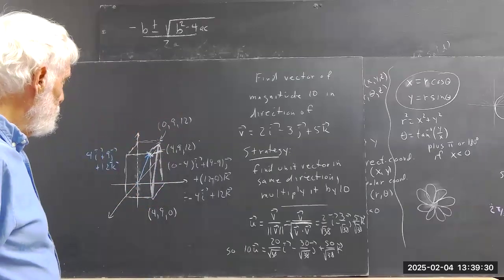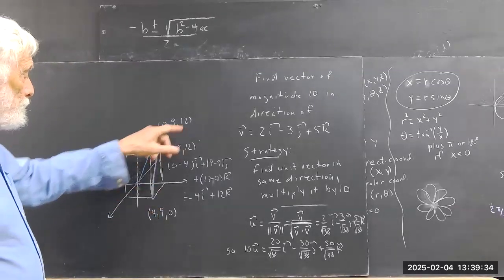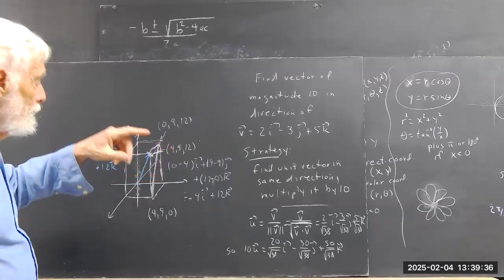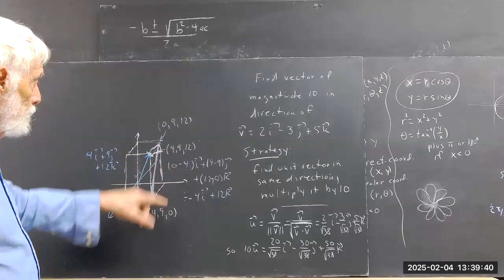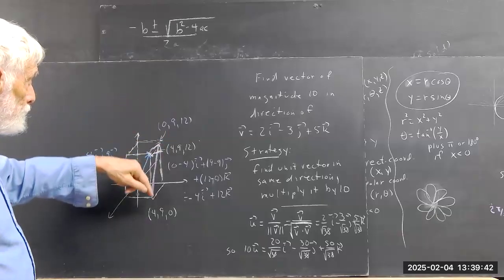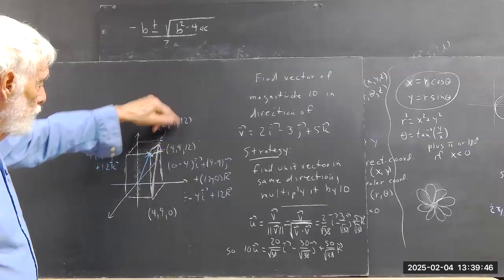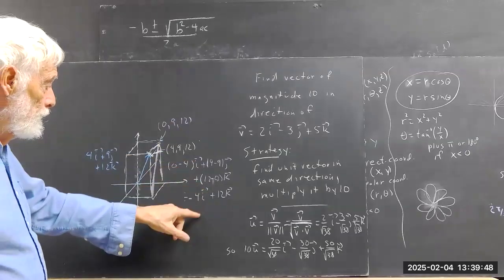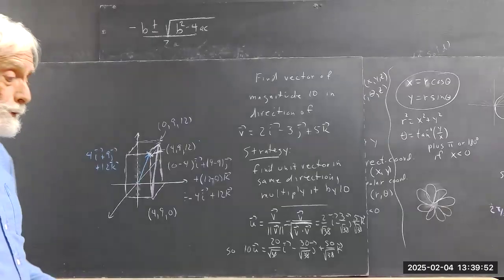But we can do this by subtracting coordinates. Okay, go from this point to this point. Our i component is going to be 0 minus 4. Our j component is going to be 9 minus 9. And our k component is going to be 12 minus 0. So I've written that out. There it is. Okay. Pretty straightforward.